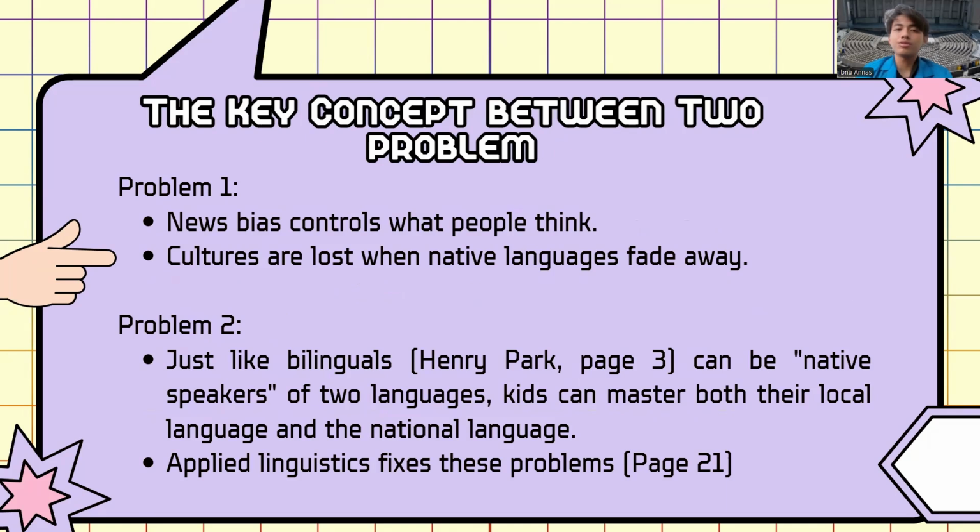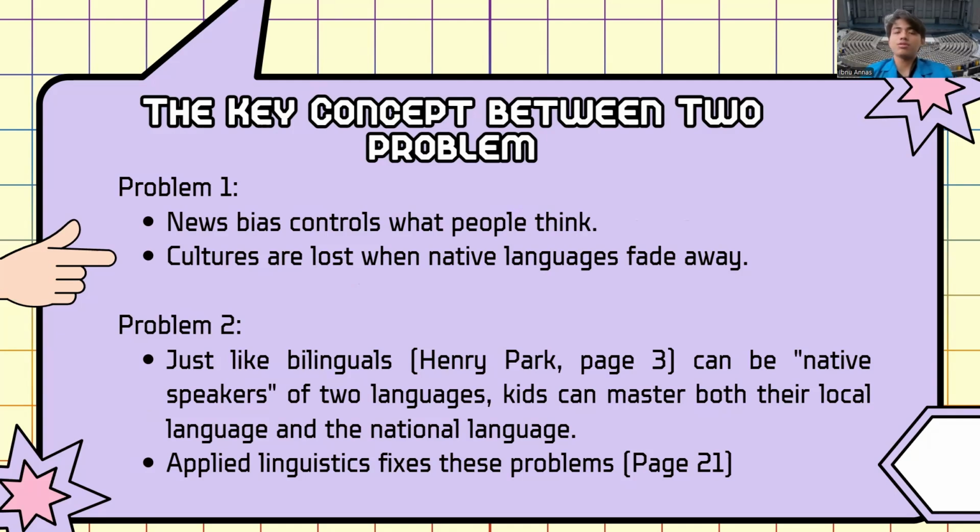That's the key of number two. So let's head to the key concept of these two problems. For the first problem that I've presented before, news bias controls what people think, and cultures are lost when native languages fade away. For the key concept of problem number two, bilingual, as Henry Park says in the BSc material slide, can be a native speaker of two languages. Kids can master both their local language and the national language. And applied linguistics can fix this problem.